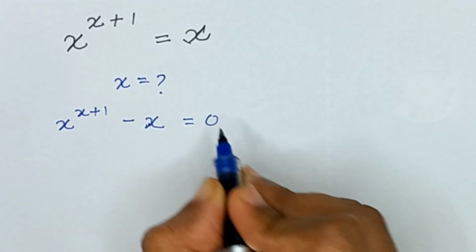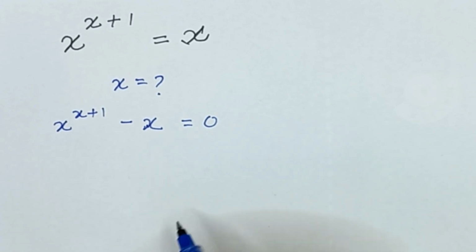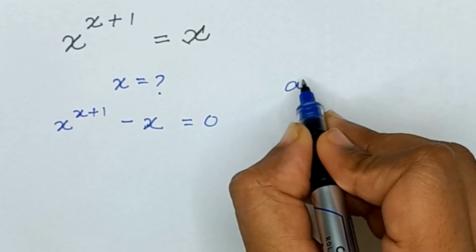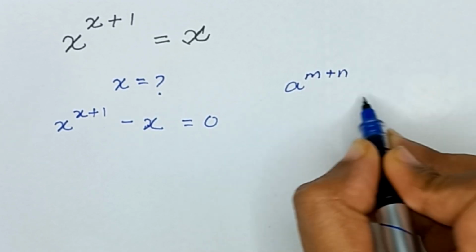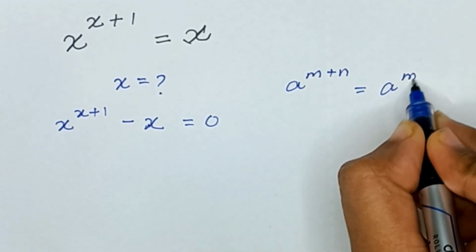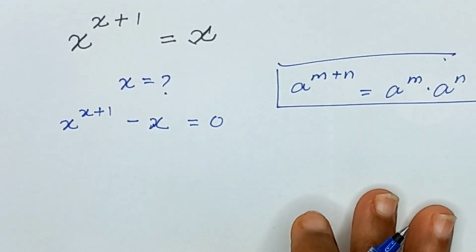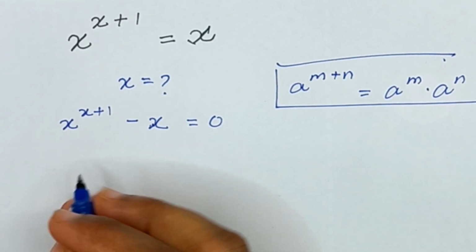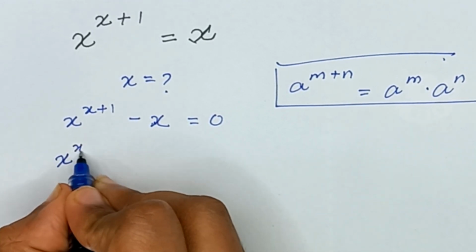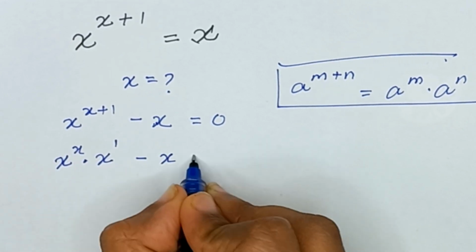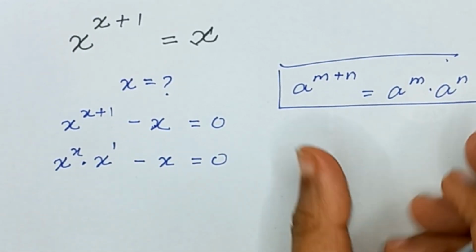It will be equal to 0. Now we can see that here we have the form a raised to the power m plus n is equal to a raised to the power m into a raised to the power n. So it can be written as x raised to the power x into x raised to the power 1 minus x is equal to 0, according to this exponential rule.